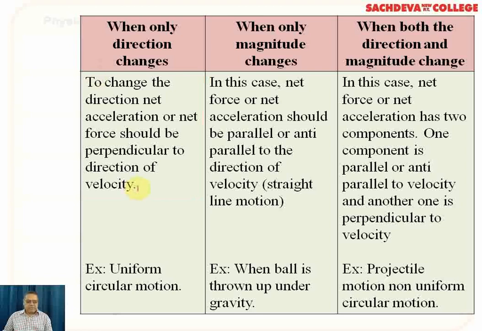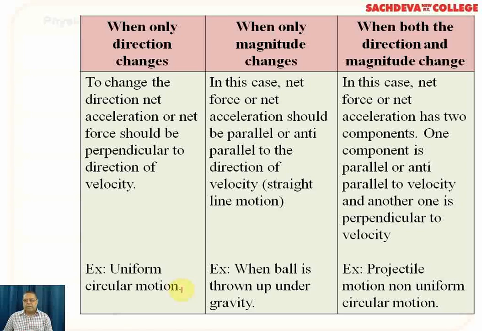Now, an example of it is uniform circular motion. As I have just explained, in uniform circular motion the radius of the circle is not changing, but the position of the particle on the circumference will be different at different instants of time. So velocities will change at different instants of time because the direction is changing.